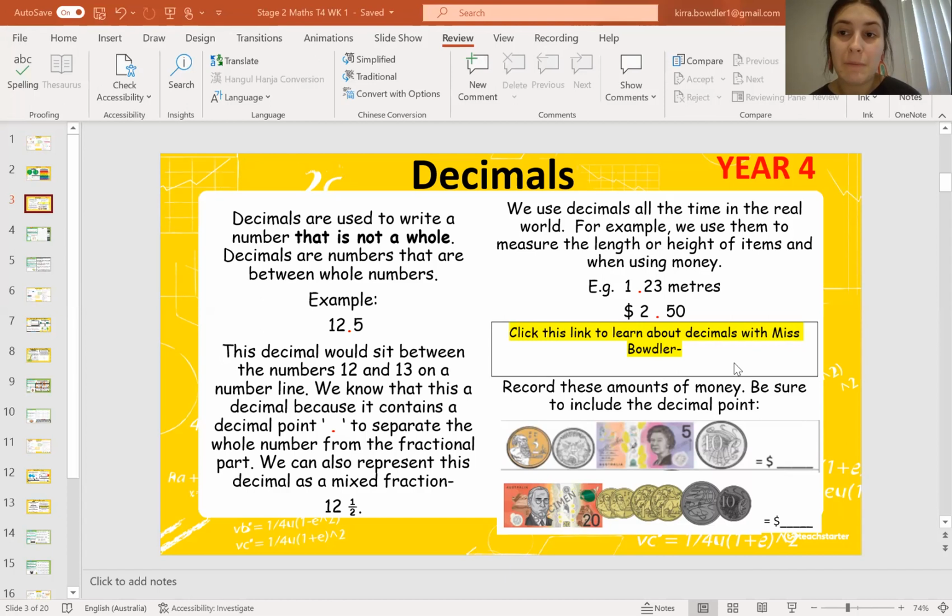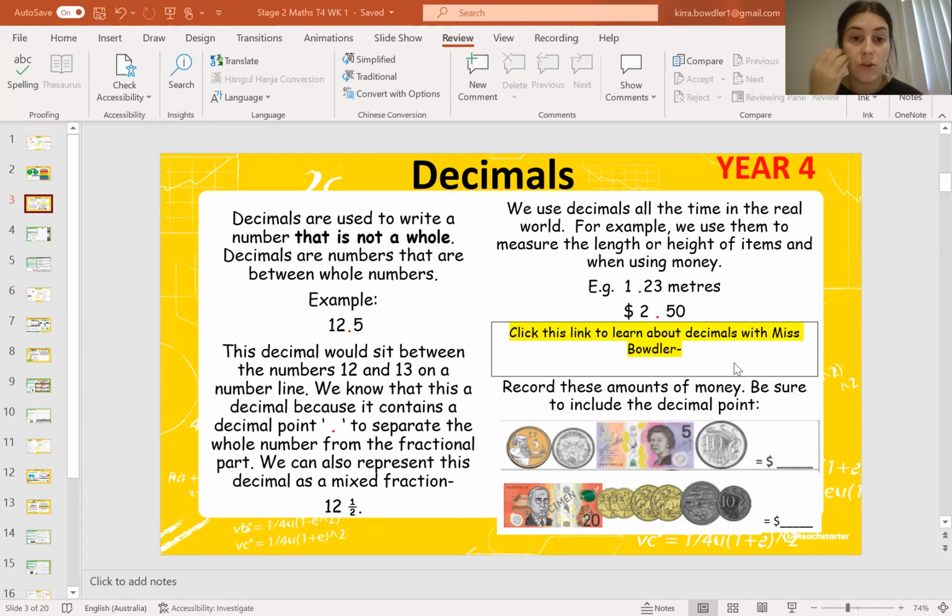You may already know a little bit about decimals. You would have done them earlier in the year. Today we are just going to expand on our ideas about decimals and apply them to real world situations. We know that a decimal is used to write a number that is not a whole, and that decimals actually sit between two whole numbers on a number line.